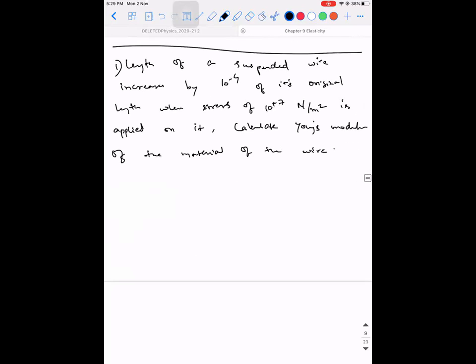Okay, so how to solve? Here, though it is not mentioned in the question, we need to assume that it is happening within the elastic limit. So within the elastic limit, Y is equal to stress by strain. Stress is 10 power 7, divided by strain, which is 10 power minus 4. It will be 10 power 11 Newton per meter square. So it's a simple problem.